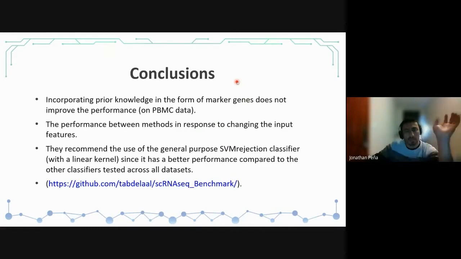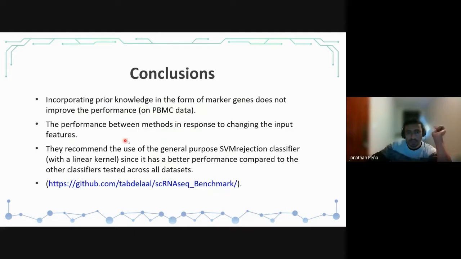Pronto. Então, eles finalmente concluem que a incorporação de marcadores não melhora a performance dos classificadores, especialmente em PBMC, porque o que realmente melhora a performance é a especificidade dos marcadores, como foi mostrado no gráfico do valor beta, que está correlacionado positivamente.